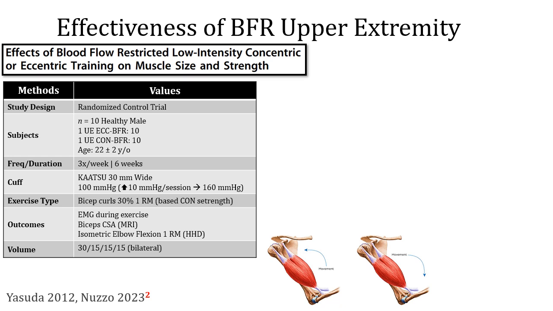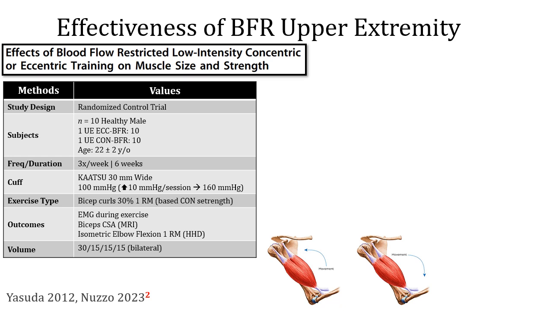They didn't individualize the pressure, which is a limitation. They just started at 100 millimeters of mercury arbitrarily, increased 10 millimeters of mercury per session until they got to 160 millimeters of mercury, which is quite extreme for the upper extremity, particularly with such a narrow band of 30 millimeters, but what have you.